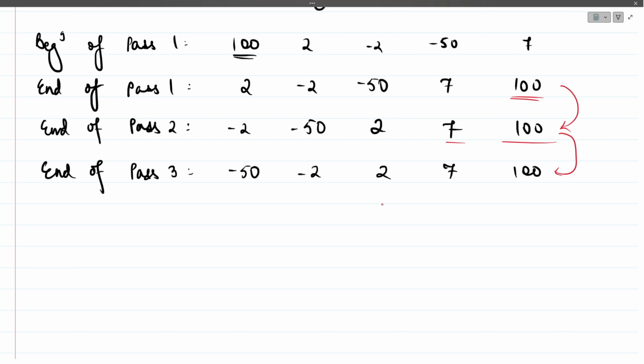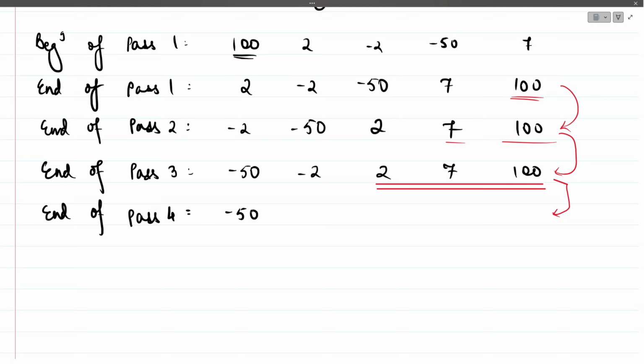And the underlining with the red pen is just my way of telling you that these three elements are already in their sorted positions. Again, the end of pass 3 is the beginning of pass 4. Though my array is right now in its sorted positions, the last check would occur between -50 and -2. So the end of pass 4 is what? -50, -2, 2, 7, and 100.